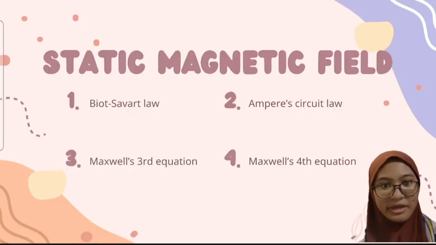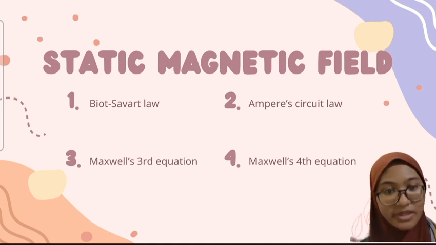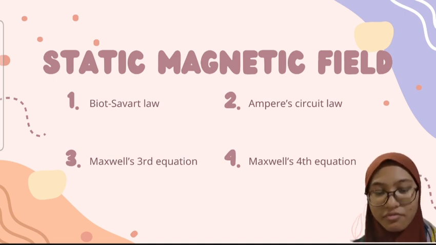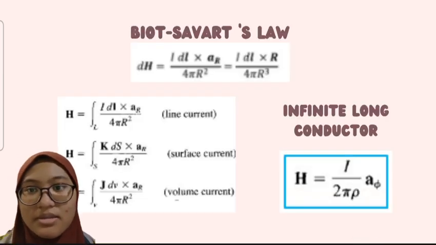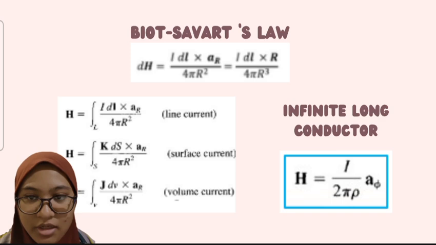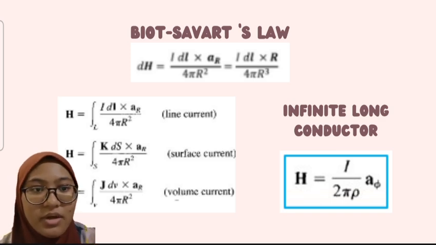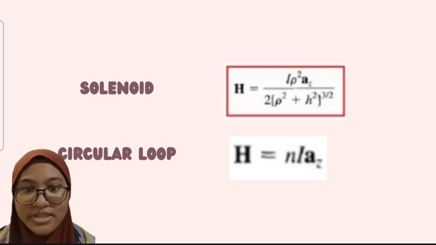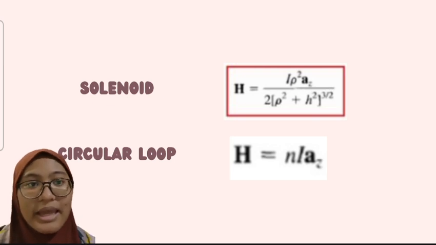Next is chapter 4, static magnetic field. In this chapter, we'll talk about Biot-Savart law and Ampere's law, and we'll also find Maxwell's third and fourth equations. Biot-Savart law: this is the formula that we need to apply in different situations like current, surface, and volume. In the case of a solenoid and circular loop, we have a different set of formulas to use.